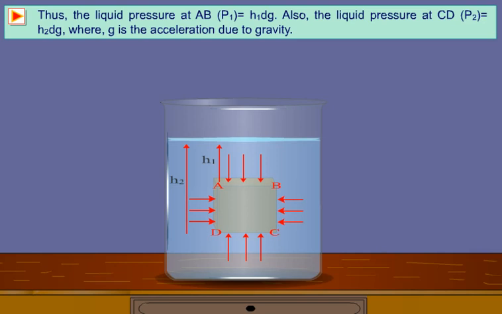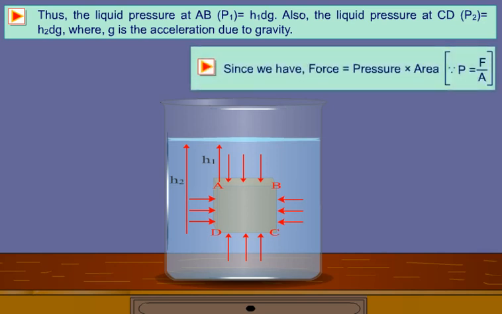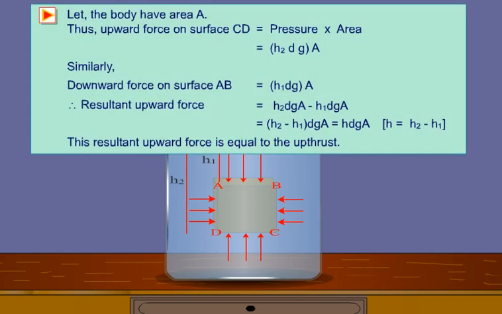Since force is equal to pressure into area, because pressure is equal to force by area, let the body have an area A. Thus, the upward force on surface CD is equal to pressure into area, which is equal to H2 into d into g into A. Similarly, the downward force on surface AB is equal to H1 into d into g into A.